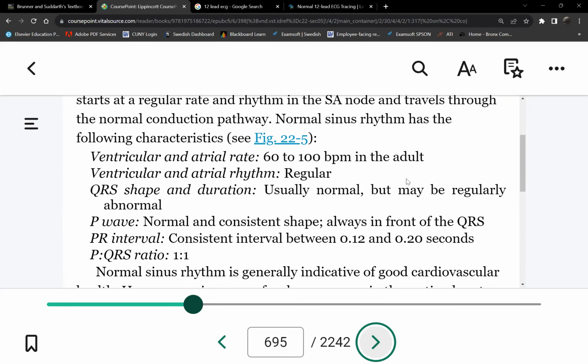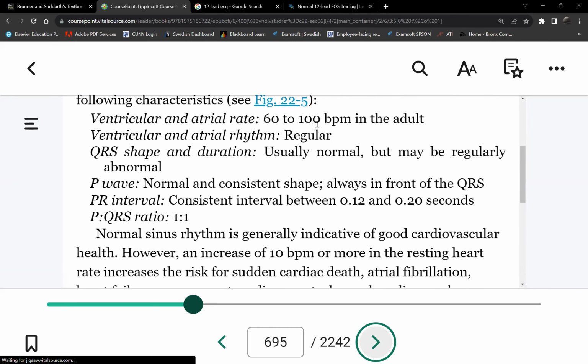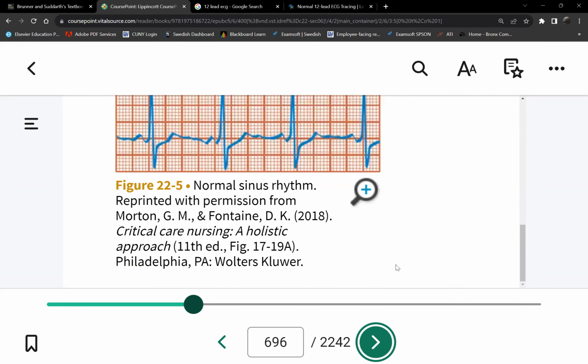So normal sinus rhythm, these are the characteristics. Rate between 60 to 100. Rhythm is regular, which means the waves and complexes are occurring at the same intervals. Waves and complexes are normal. P waves look the same and appear normal. QRS the same, PR interval within 0.12 to 0.2 seconds. ST segment is isoelectric. P wave is a positive deflection. All right, so that's normal sinus rhythm.